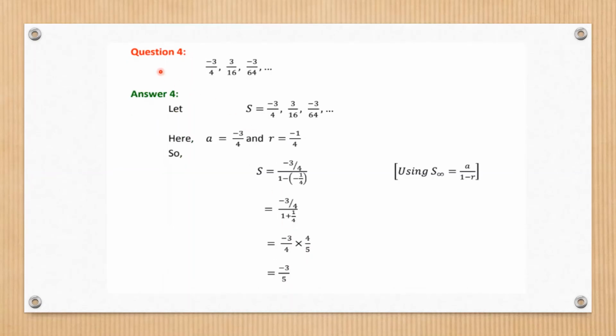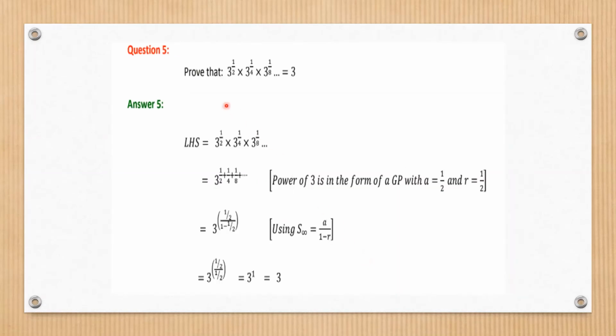Question number 4 is minus 3 by 4, 3 by 16, minus 3 by 64. Again, an infinite GP with a as minus 3 by 4 and r as minus 1 by 4. So again, mod r is less than 1, let's place all the values in the formula a upon 1 minus r. So after solution, it turns out to be minus 3 by 5.